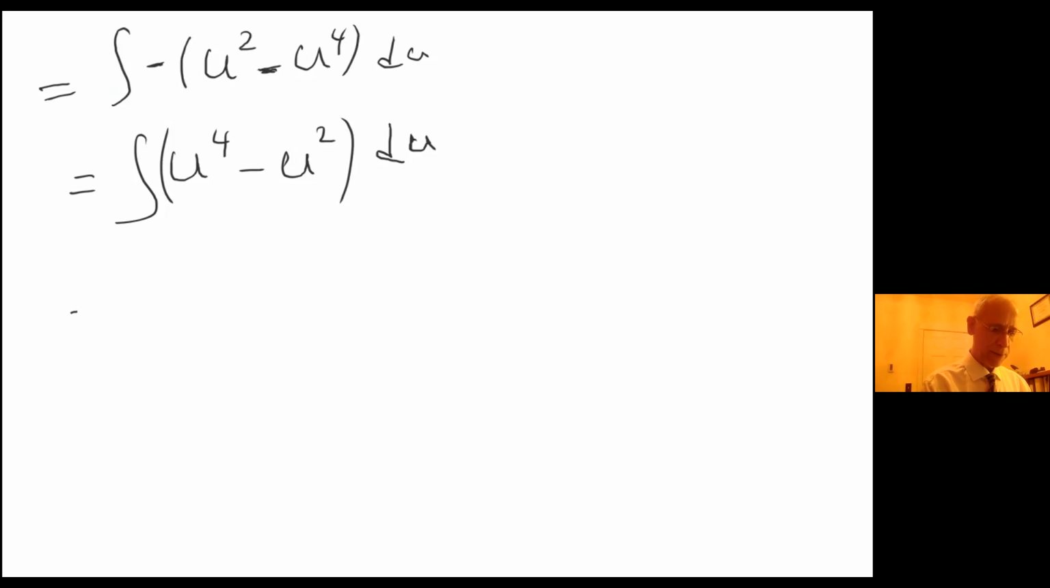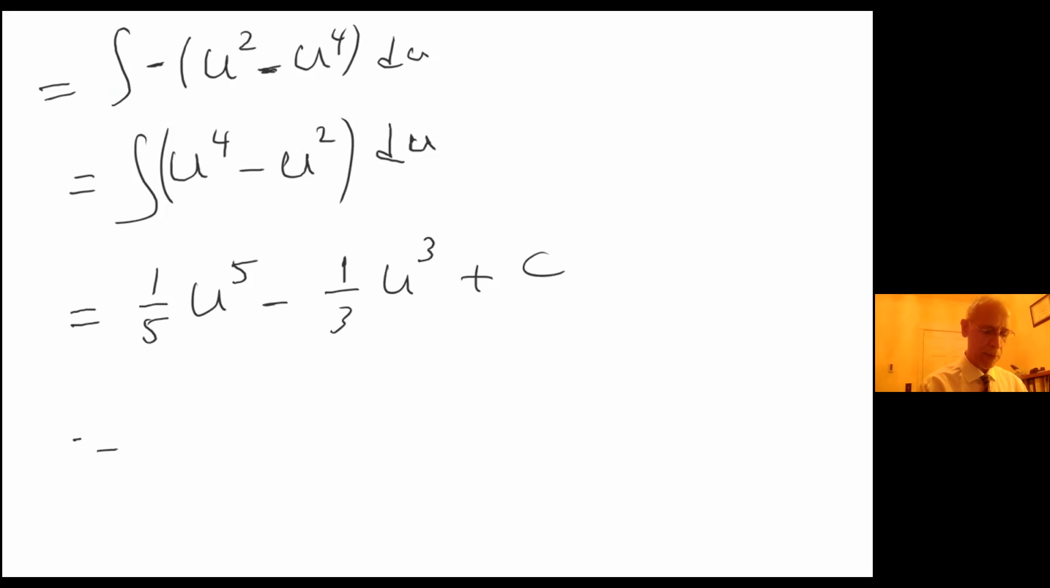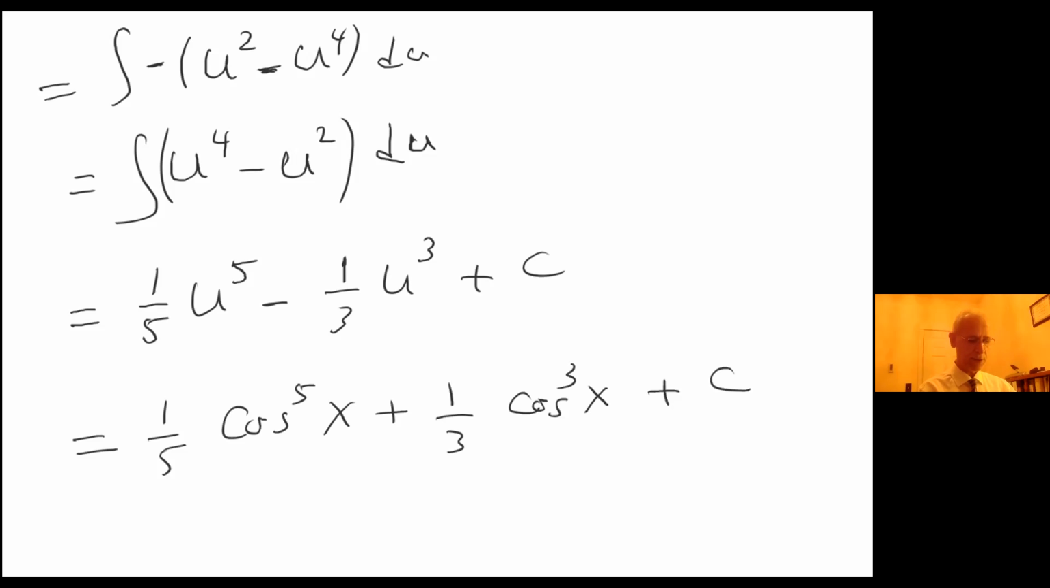So this equals 1/5 of u to the fifth minus 1/3 of u to the third plus some constant c. We said that u was cosine of x, so that equals 1/5 cosine to the fifth power of x minus 1/3 cosine cubed of x plus some constant c. Okay, I'll do more examples in a different video so it doesn't get too long. Thanks.